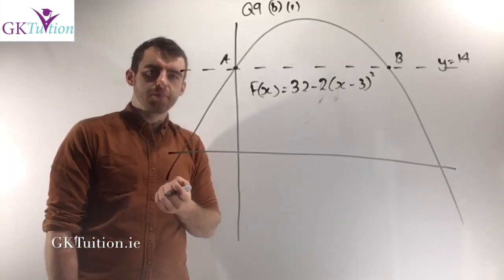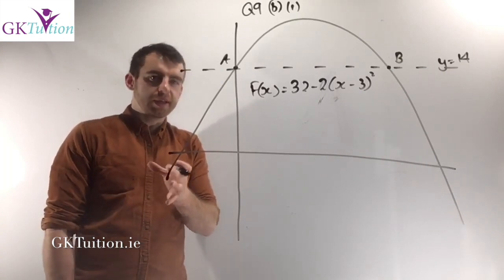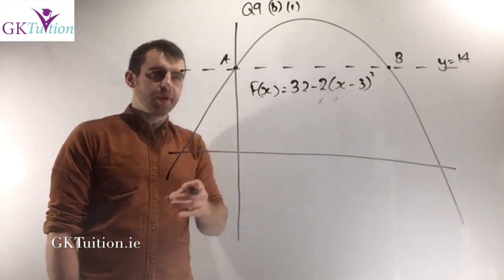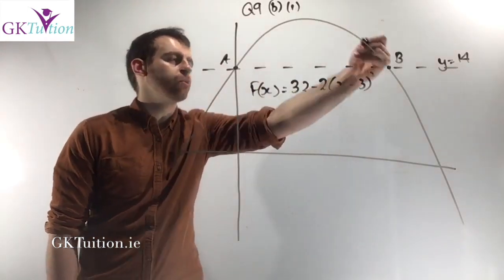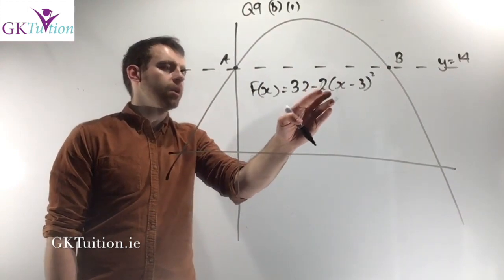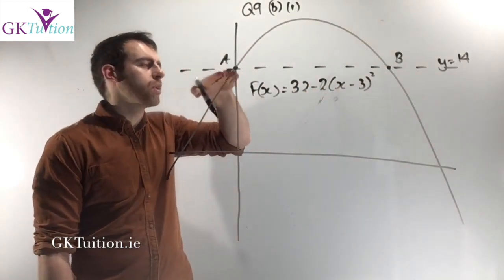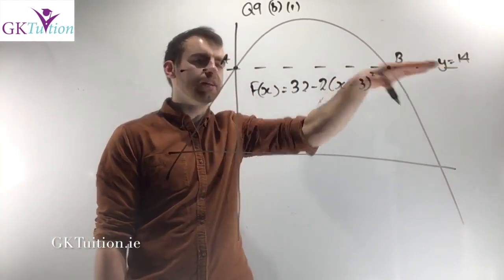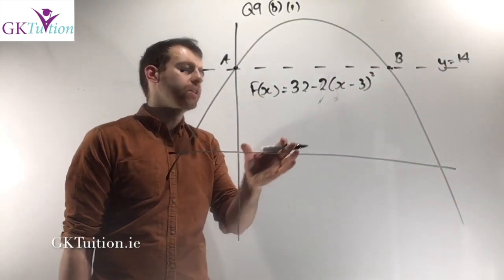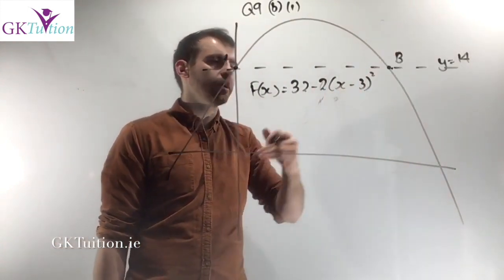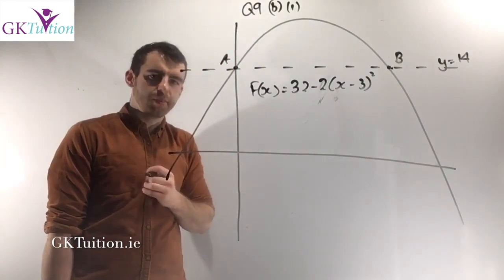Okay, let's have a look at B part 1 now. There was a load of information at the start of part B, so let's just take the bits of information that are relevant to B part 1. I've been given a function, a quadratic curve, that is 32 minus 2 times (x minus 3) squared. They've drawn in a broken line that is y equals 14, and they've marked in the coordinates of A and the coordinates of B, the points where the function crosses the line y equals 14. And I've been asked to find the coordinates of A and the coordinates of B.